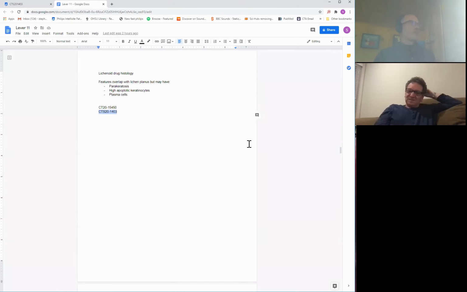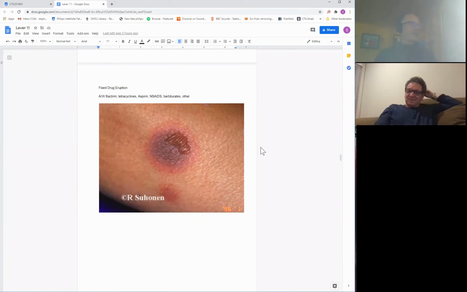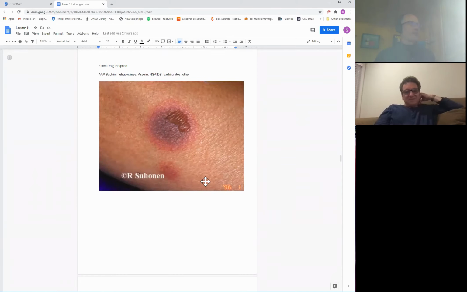All right, so we'll move on. Fixed drug eruption. I think everybody's happy when they see something like this because it's a diagnosis that we can make.